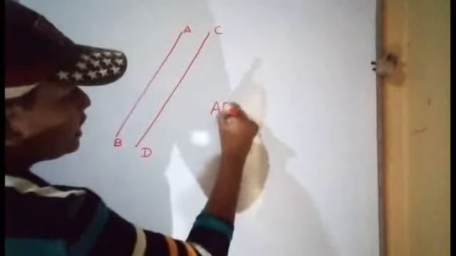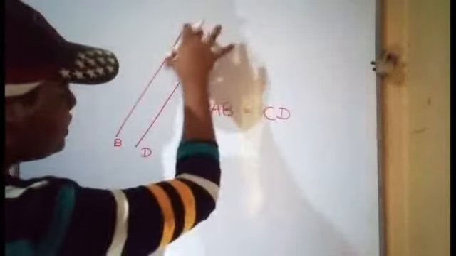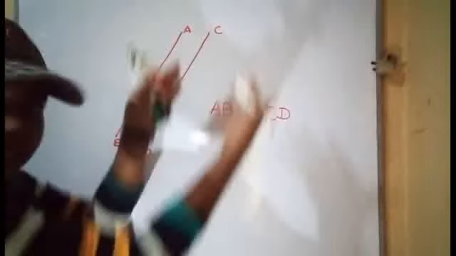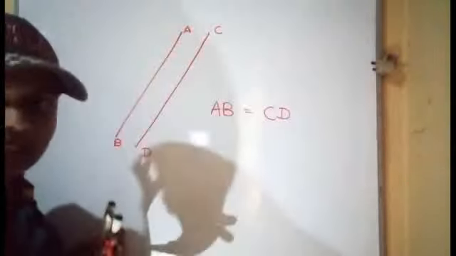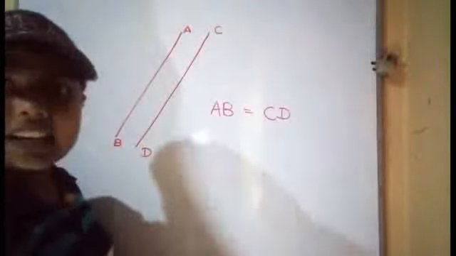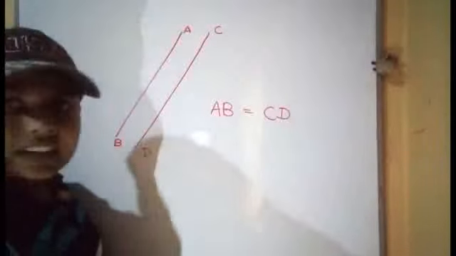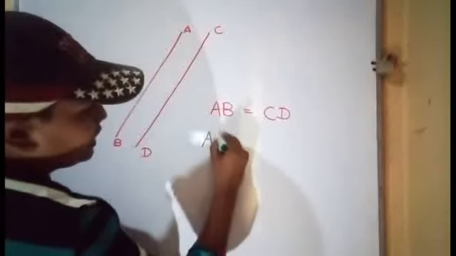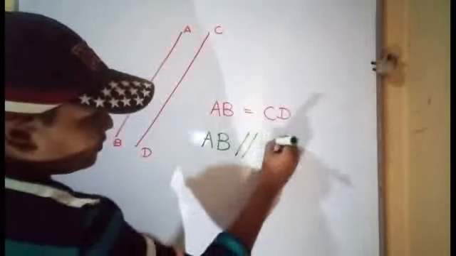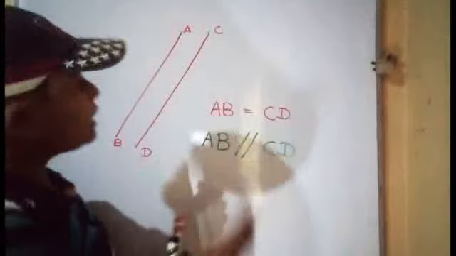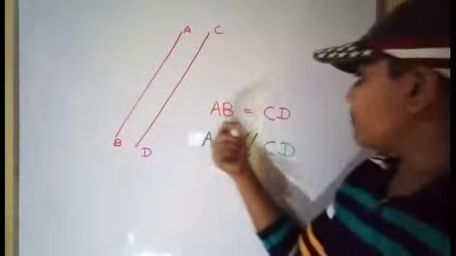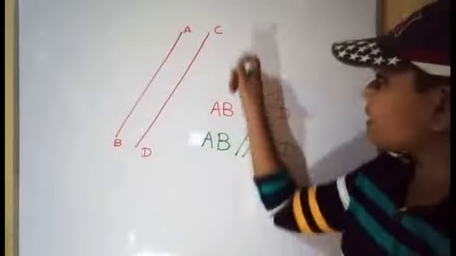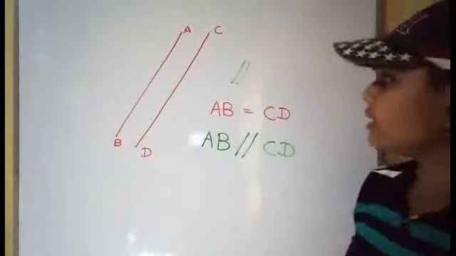So AB equals CD because these two lines go parallel at the same angle, in the same direction. Now we say AB equals CD. Is this correct? No. We need a sign. If you are asked a question, is this parallel, and you write AB equals CD, you get no marks. You want to add this sign that you learned about.